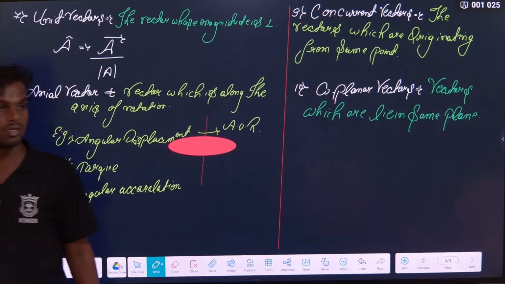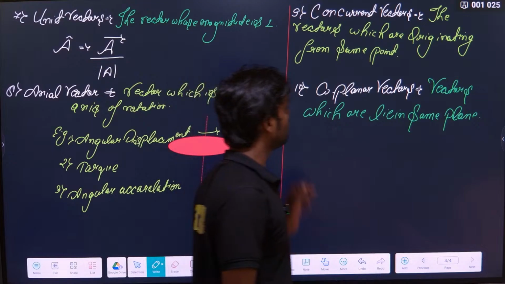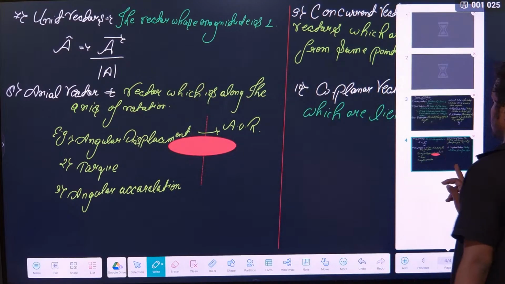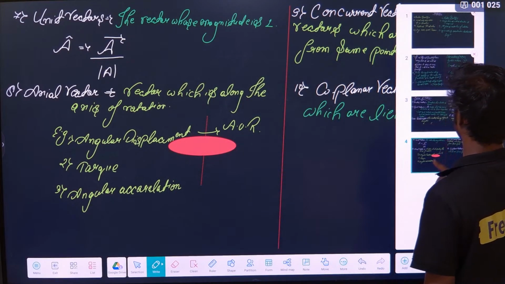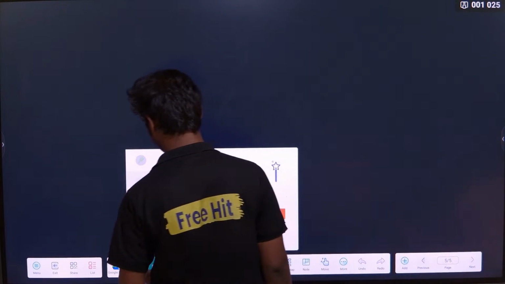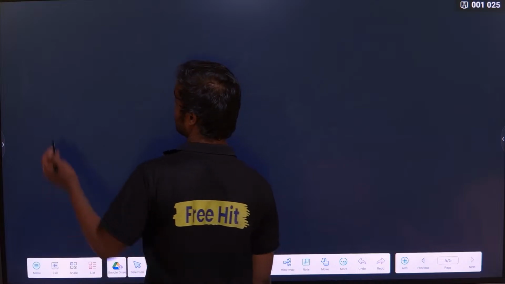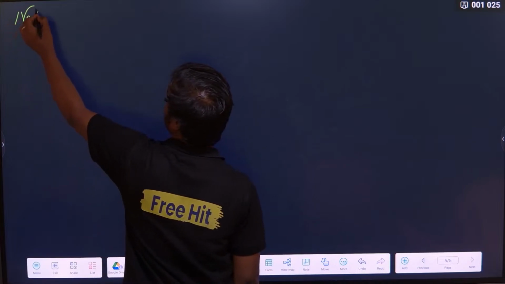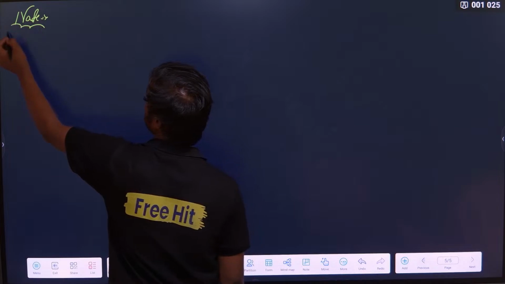So these are the different types of vectors. I hope it is clear. I hope you are clear with the classification of the different types of vectors. Clear? Okay. So let's proceed further. Next thing is the some notes. Whatever the note points I am giving, it is very important.